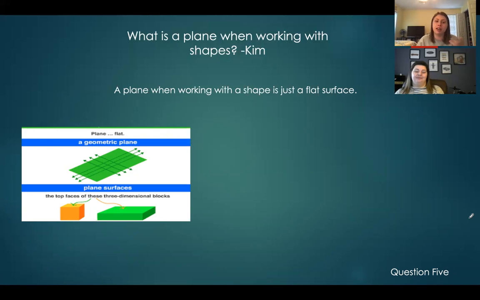Absolutely. And we have a geometric plane. You also see that it's flat and it has its lines going all the way through it, right? The plane surface is definitely a plane because it's flat all the way through. But that doesn't mean the side here doesn't have a plane, because it does. It's flat. The side here, the bottom of it.